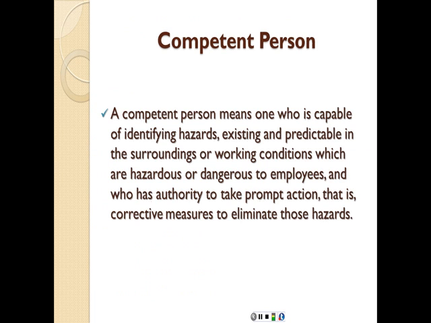As we have learned before, we have something called a competent person. So also in scaffolds, we have a competent person that's going to be dealing with scaffolds. A competent person means one who is capable of identifying the hazards, both existing and predictable, in the surroundings or working conditions which are hazardous or dangerous to employees, and not only being able to identify these hazards, but has the authority to take prompt action, that is, corrective measures to eliminate those hazards. So that's the definition of a competent person in general.